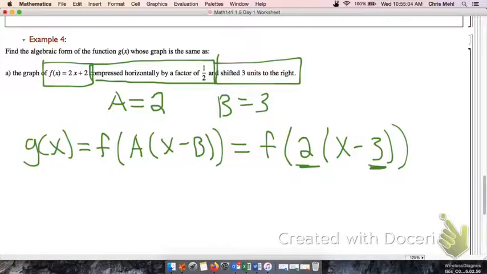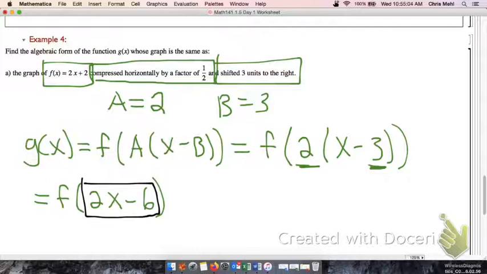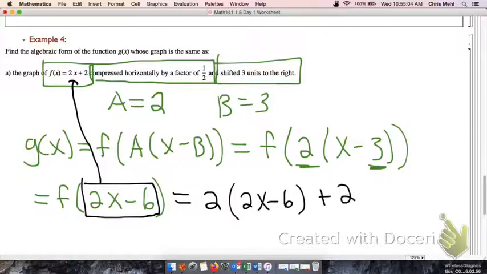Okay. Now in the next step, one thing you can do first, if it makes it easier for you, is go ahead and distribute the 2. So inside the parentheses I would end up with 2x minus 6. Now, this is my input, and what f tells me to do with that is multiply that input by 2 and add 2 to it. So this whole value is going to go in place of x in the original expression. So this would be 2 times the input of 2x minus 6, and then I would add 2.